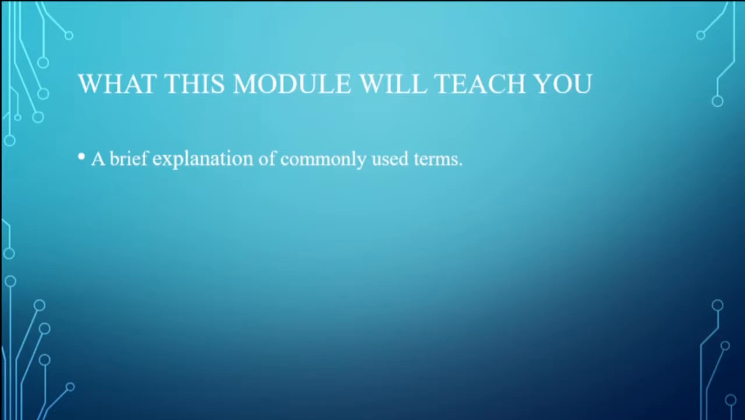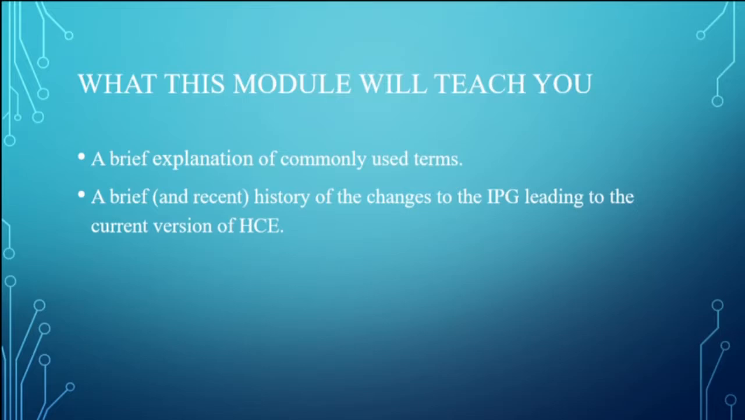So that way if I say FTR, you know that means failure to reveal. We're going to go over a very brief and recent history of changes to the IPG leading to the current version of hidden card error. A more lengthy explanation is available on the handout, but I just wanted to hit the big notes. And most importantly, we're going to go over examples of hidden card error because it's important that you know it. It's even more important that you know how to use it.